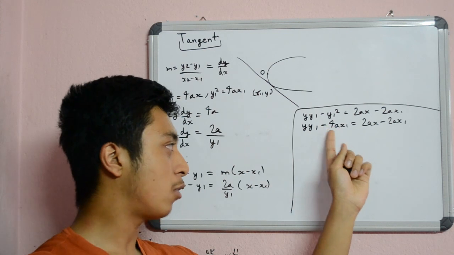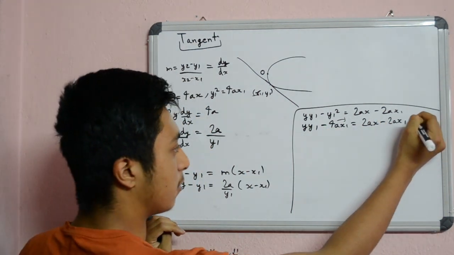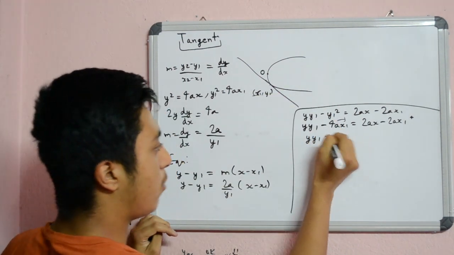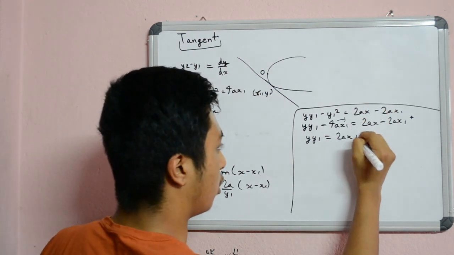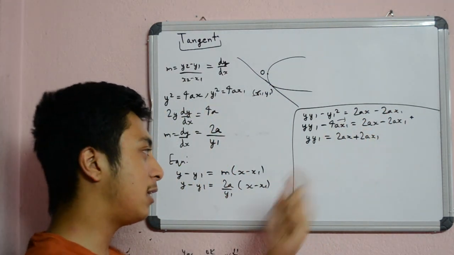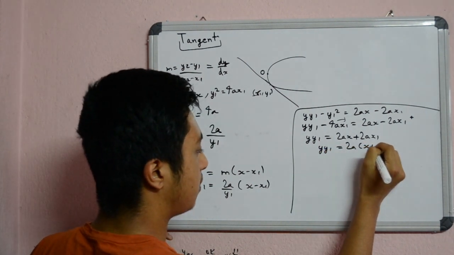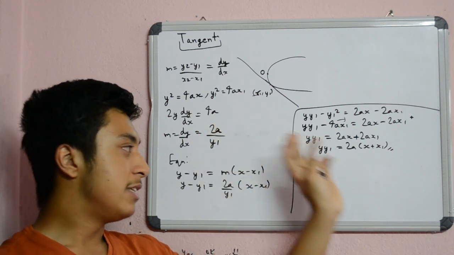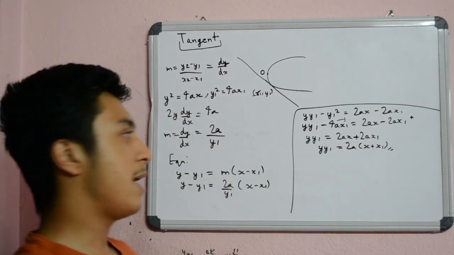As you see, we have a common term right here, and when this goes to the right hand side, this becomes plus 4ax1. So we'll have y1 y equals 2ax minus 2 plus 4, that is plus 2ax1. And you can leave it here, but let's make it a bit nicer and take the 2a common. It'll be x plus x1. Now this is the equation of the tangent for the parabola y square equals 4ax.